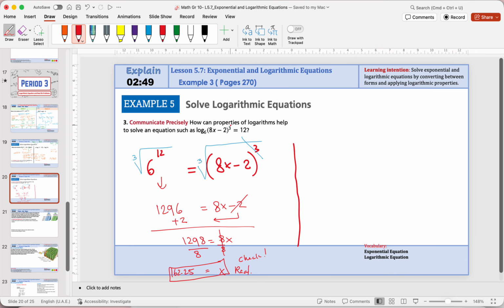Anyways, how can I use properties of logarithms to solve this? So I solved it the normal way. How can I use properties to solve it? There's another way which I can use. You're going to get the same answer, but you will use properties of logarithms.